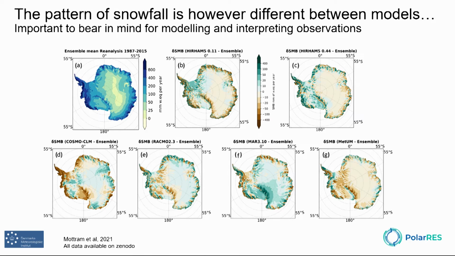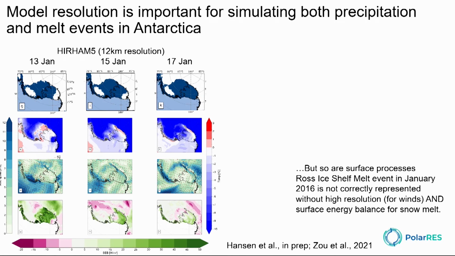It seems to be a little dry in MET-UM, and Cosmos CLM in this version, which has been upgraded since, was a bit too dry in West Antarctica. So it's really worth bearing in mind that a single model is going to have different biases on a spatial scale. Resolution, as I mentioned, is important.